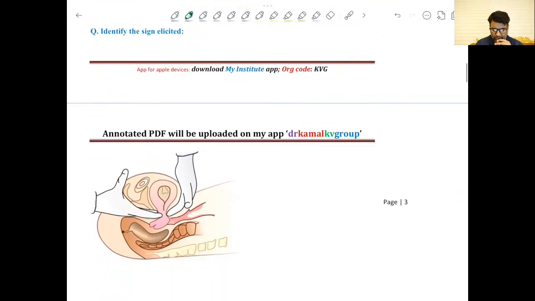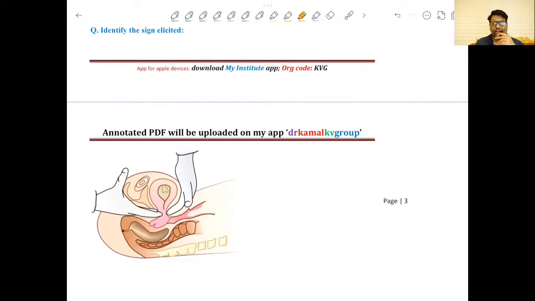Now, this is again one more important question, and it is a repeated question, if I may say. What you can see here is the doctor doing a bimanual examination, right? Bi means both, manual means hands. So you can see the doctor is using both hands. This is per abdomen, meaning from outside the abdomen, and this is per vagina, right?